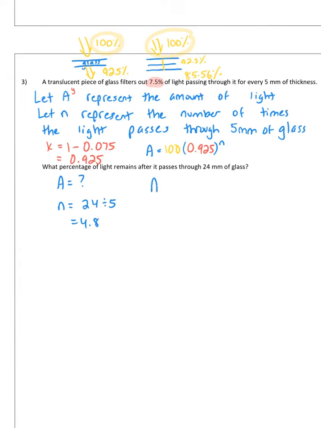So now substitute into the equation 100 times 0.925. The exponent is 4.8. I didn't have to round. It rounded to 4.8 nicely. But again, you could put 24 over 5 as your exponent, and then just put that into your calculator. So in the end, after passing through 24 millimeters of glass, 69% of light remains.